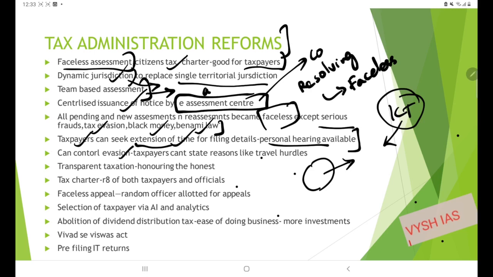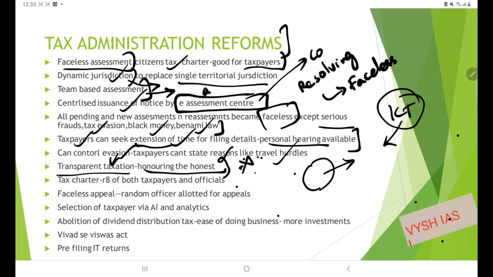We can control evasion. People will be thinking, okay, government is giving us so many liberal attitudes, so we can also develop a moral responsibility of paying the tax correctly and control the tax evasion. And they can't state reasons like travel hurdles because everything is made online, so they can't make false excuses. Then this aids in transparent taxation and honoring the honest. This term you can use in mains.